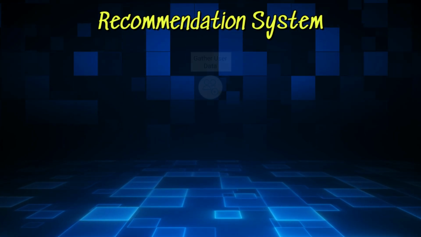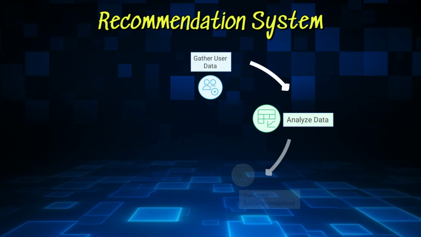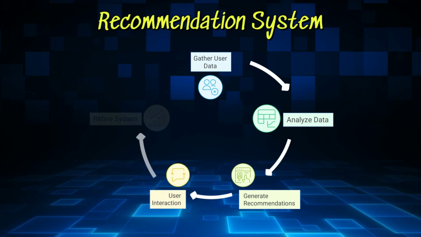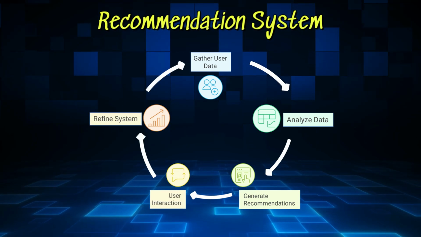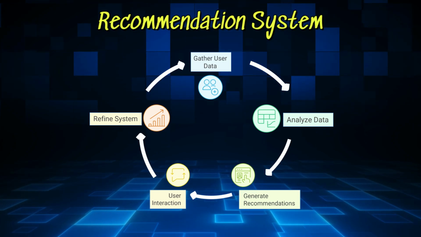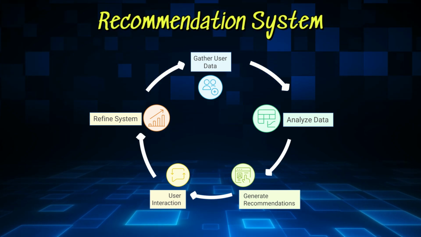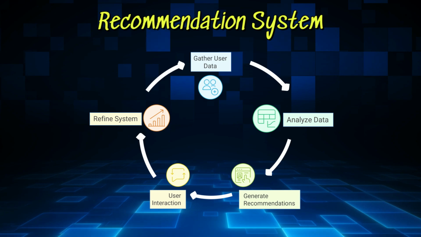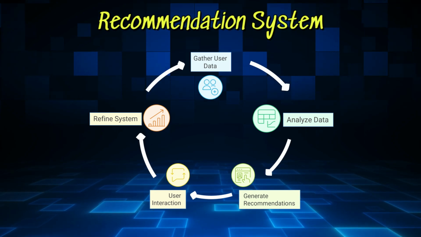Now what is a recommendation system? A recommendation system is an AI driven system that suggests relevant items to users based on their preferences, behaviors, or content similarities. It is widely used in platforms like Netflix, Spotify, Amazon, and YouTube to personalize user experiences.